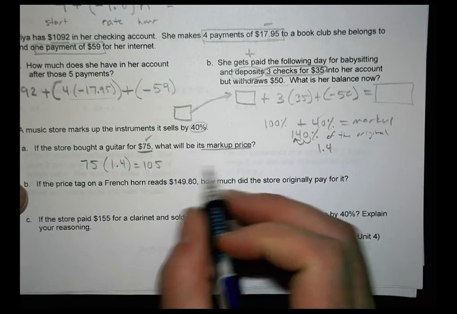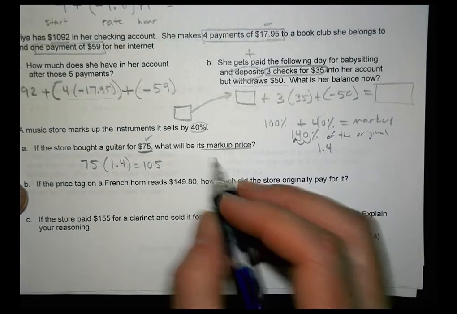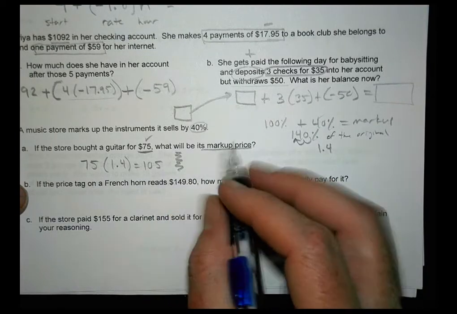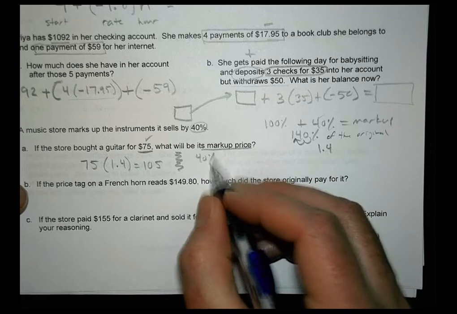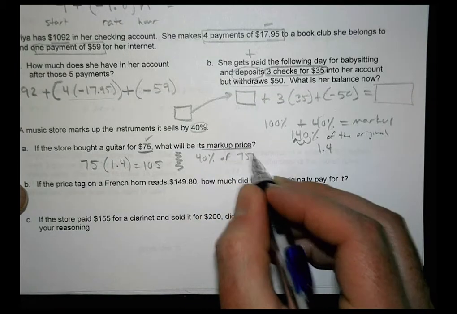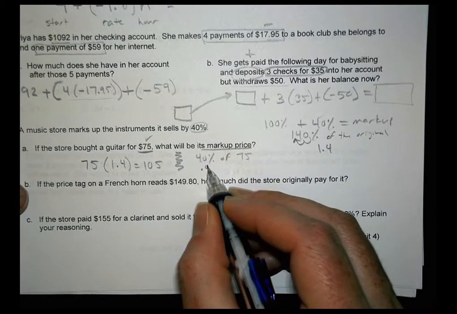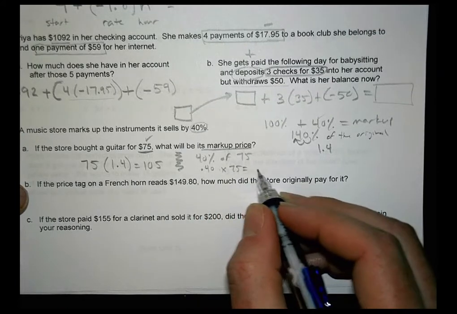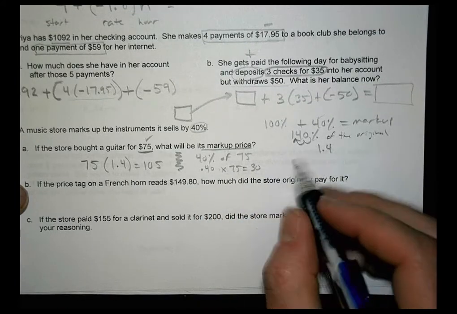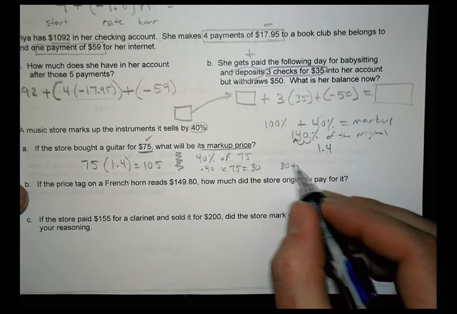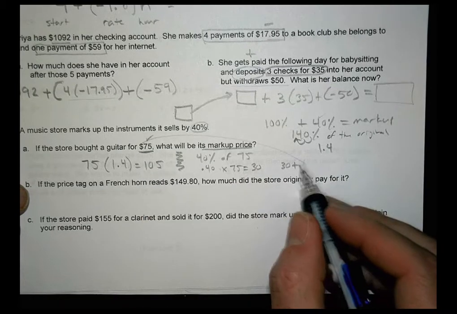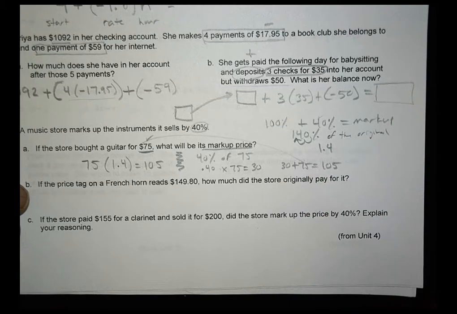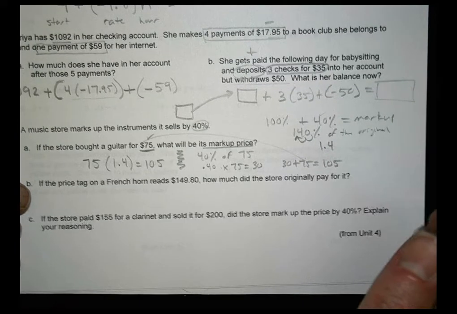$105. Now, could you break this apart into a different way? Sure. You could have said we want to do 40% of 75, which is 0.40 times 75, which equals 30. And then you want to take your 30 and add it back to your original price of 75. And when you do that, you have 105. So that's another way you might have gone about solving it.